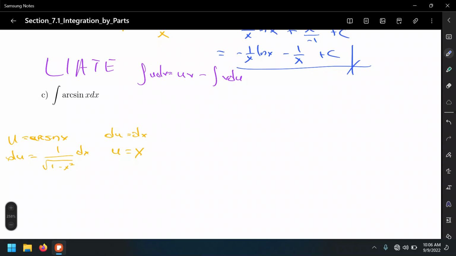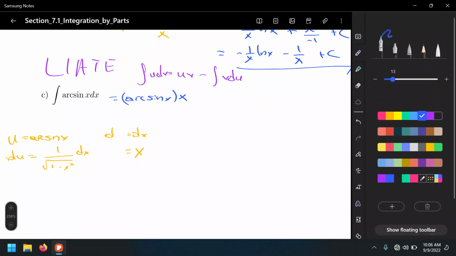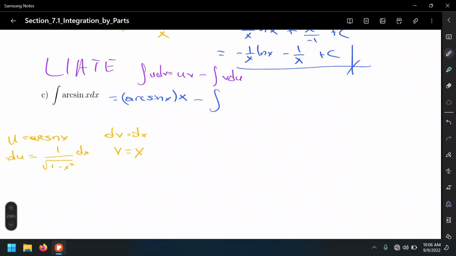So let's see. u times v, that is arcsine of x times x, which is our, oh, actually, no, that's a dv, not du. That's dv, that's v, and minus the integral of v, which is x, times du, which is 1 over the square root of 1 minus x squared with respect to x.